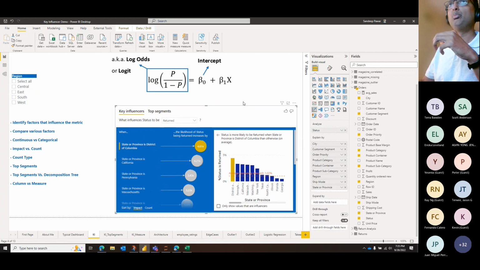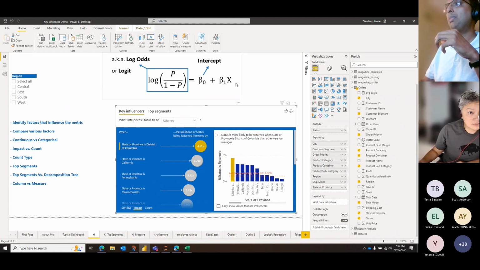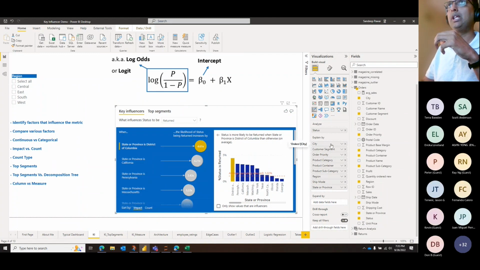The way Power BI is doing this in the background is, returned divided by not returned is equal to, forget about the beta, some value beta multiplied by x, and that x is, for example, city, and this will go on, plus beta multiplied by customer segment, and then order priority. And if you notice, it is X, meaning all the other things are not taken into consideration. And that's why, when I said that it is controlling for all those things, what this is saying is this beta is this 4.61.